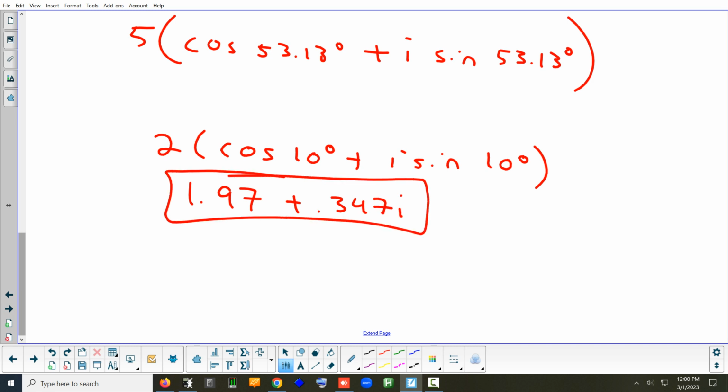It's a lot easier to change something back to standard form because all you have to do is distribute. It's harder to change it to trig form because you got to find the radius and you got to find the angle. But you can convert both ways.